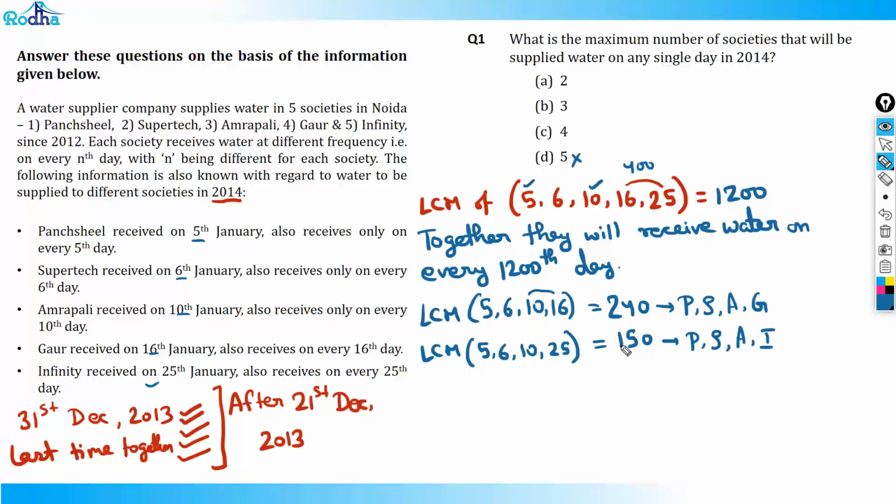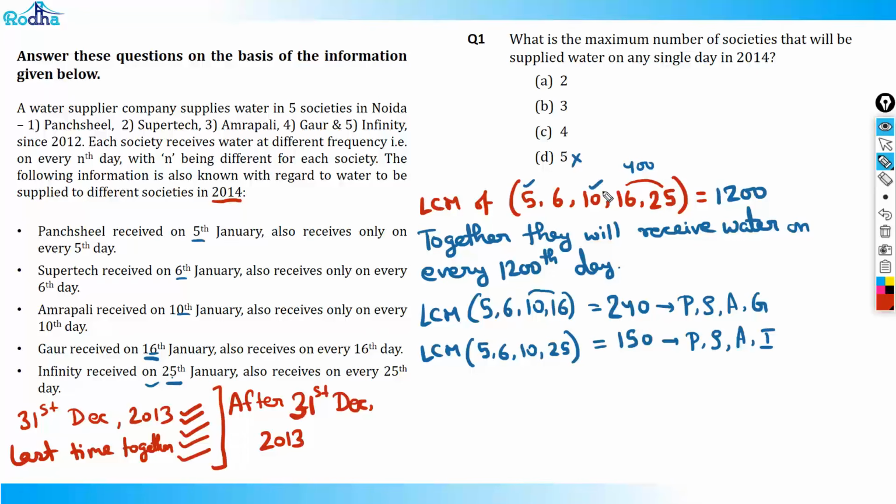So the question here is, what is the maximum number of societies that will be supplied water on any single day in the year 2014? In both these cases, I can take other combinations also, no issue. But I should not take 25 and 16 together, because their LCM is 400. 400 means it crosses 1 year, right? We are counting from 31st December 2013, and after that 400 days. So 365 days is 1 year, right?